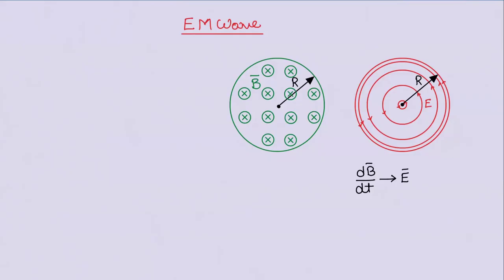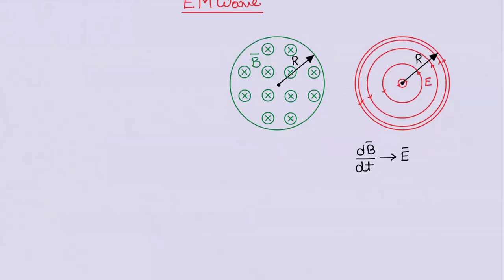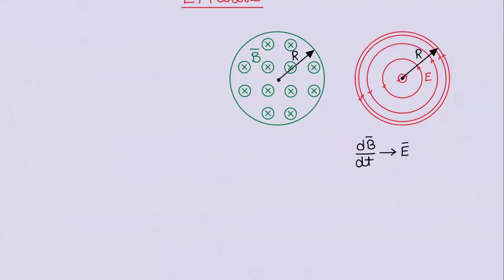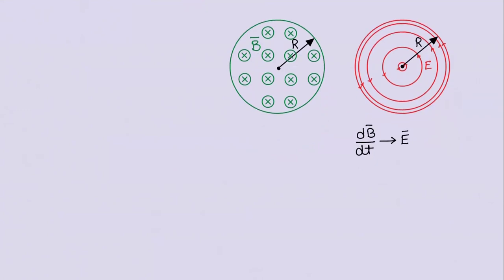Let us go for the next discussion, that is Maxwell's equations. So what Maxwell did is that simply he wrote four equations of current, electricity and magnetism.